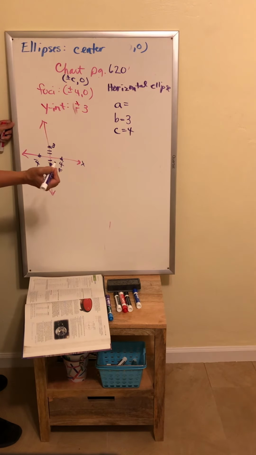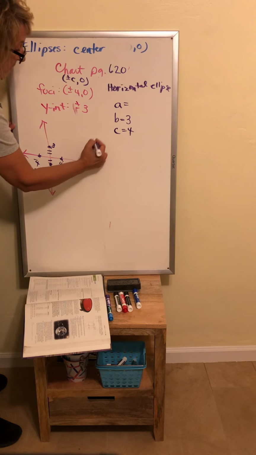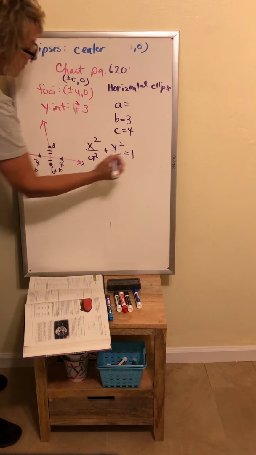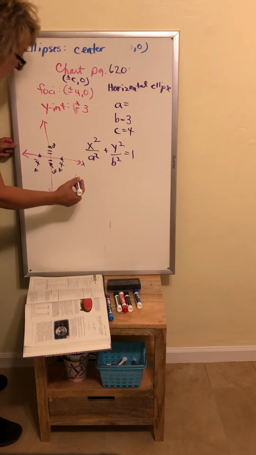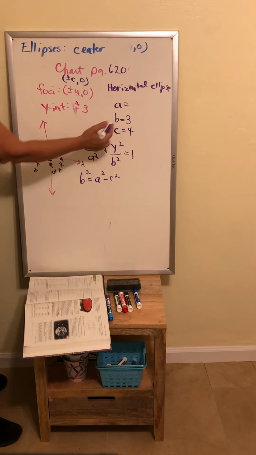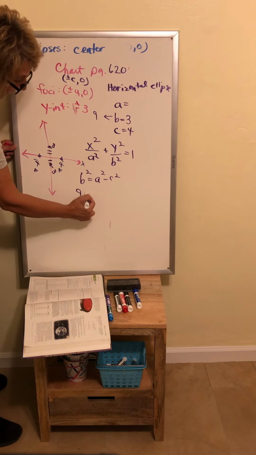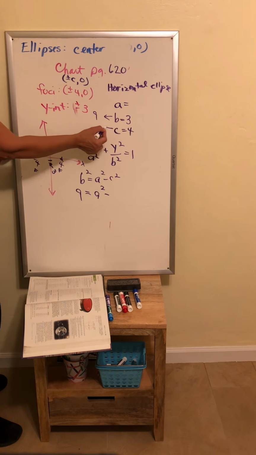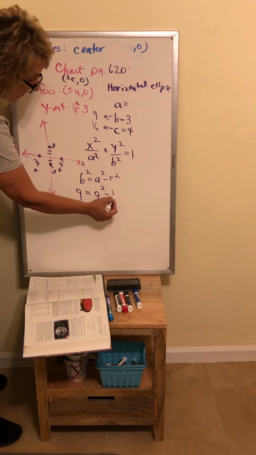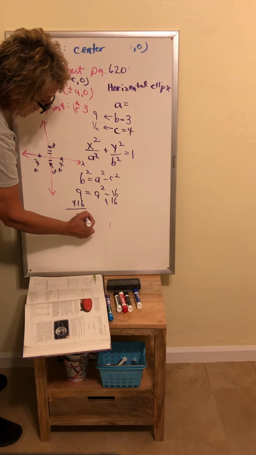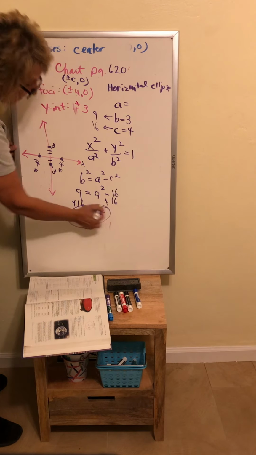So we are going to write the equation. For a horizontal ellipse, it's in the form x squared over a squared plus y squared over b squared is equal to 1. We're going to solve for a squared. I'm going to use the relationship b squared equals a squared minus c squared. Since b is 3, b squared would be 9. So I have 9 equals a squared, which is what we're solving for, minus c squared, and since c is 4, c squared is 16. Add 16 to each side. So we have 25 equals a squared, so there's our a squared.